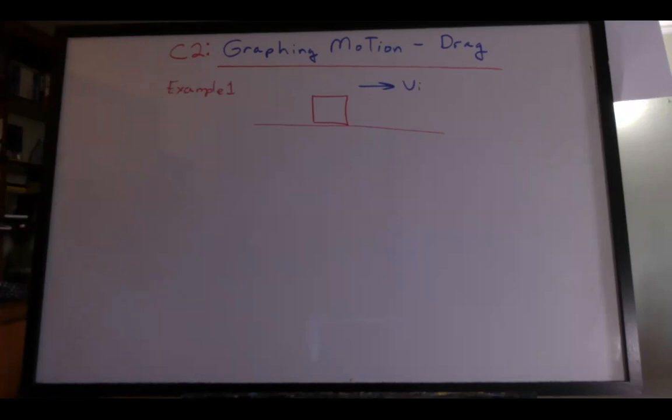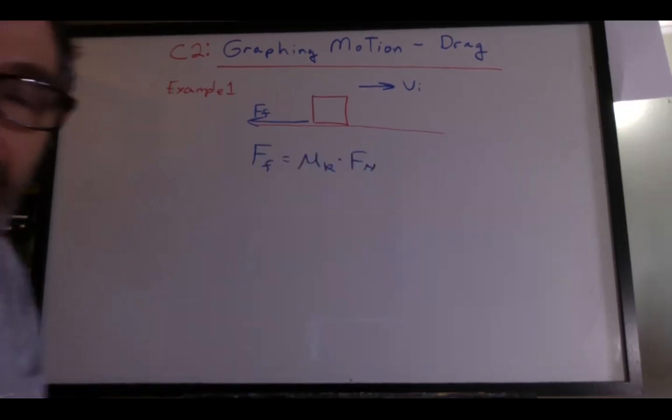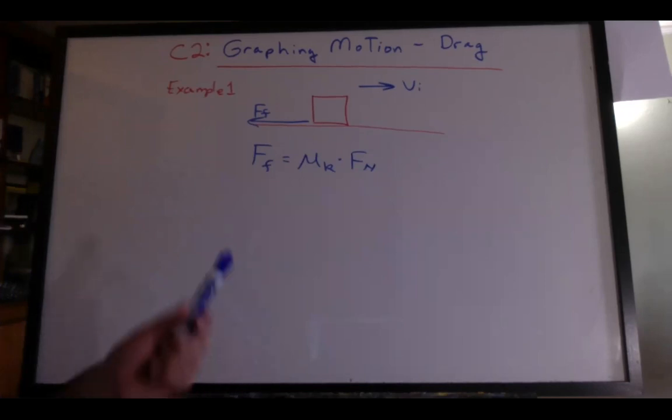Here's example 1. We have an object moving forward, and there'll be a force of friction going backwards. The force of friction is just due to a rough surface. We don't normally use forces in Chapter 2. It's supposed to be about kinematics. But we already know something about this from last year, so we're going to work them together.